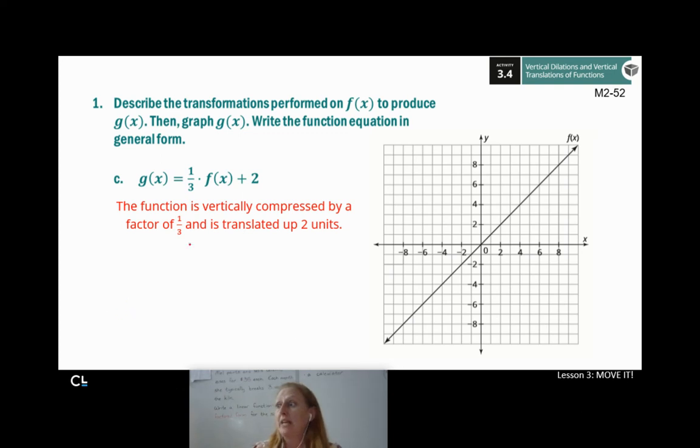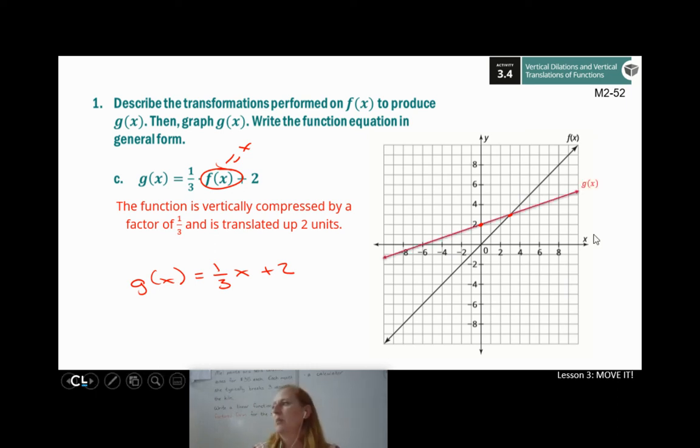Which means if I do my function, because I know that f of x just equals x, I can substitute that in. So that means g of x equals 1/3 x plus 2. So I have a y-intercept of 2, because we did push it up 2. And we did squish it. So instead of going up 1 over 1, I'm going to go up 1 over 3. Then I can connect those and label it g of x.